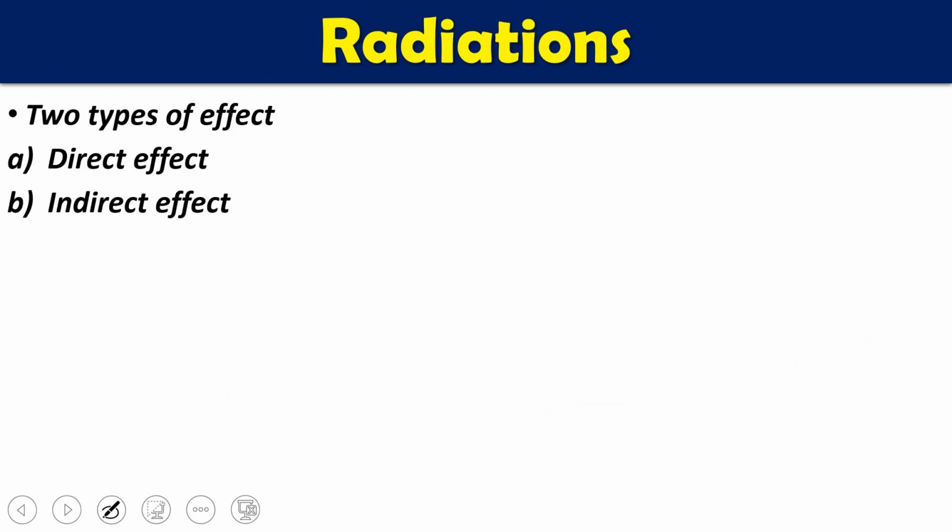These radiations give two types of effect: either a direct effect or an indirect effect. Direct effect means the radiations fall directly on our DNA and affect it. They may damage DNA, nick DNA, or distort DNA. Indirect effect is when the radiations do not fall directly on the DNA but on other components, activating them and forming free radicals. Those activated compounds or free radicals act on DNA and damage it. That is called the indirect effect.